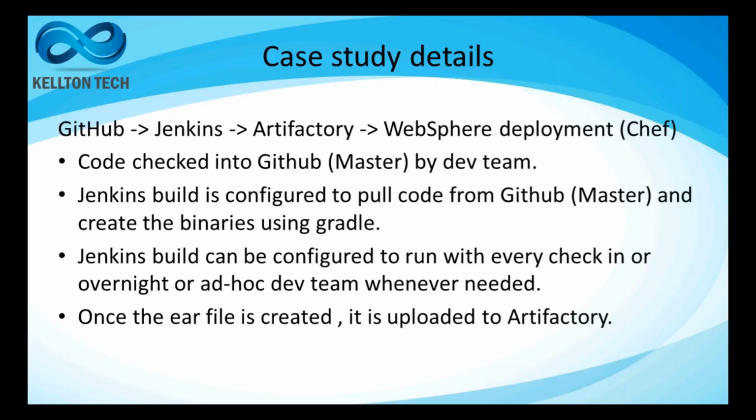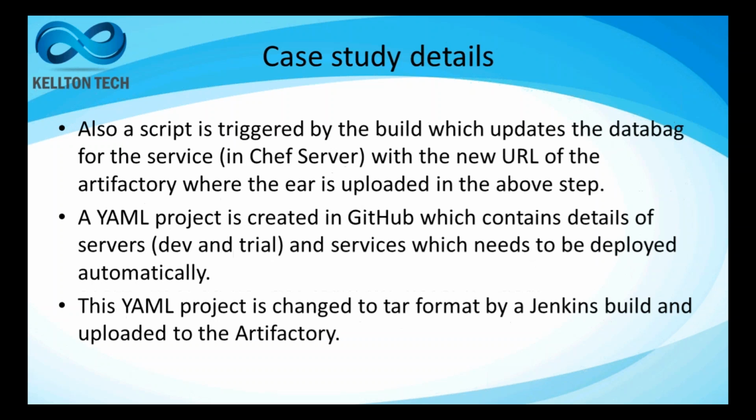As soon as the code is checked into GitHub, Jenkins will pull the code from GitHub and use the Gradle or Maven tools to build the executable files. It can be configured to run with every check-in, or we can run it overnight, or based upon what the developers and testers need. Once the EAR file is created, it is uploaded to Artifactory. Here, Artifactory is a JFrog tool we have used.